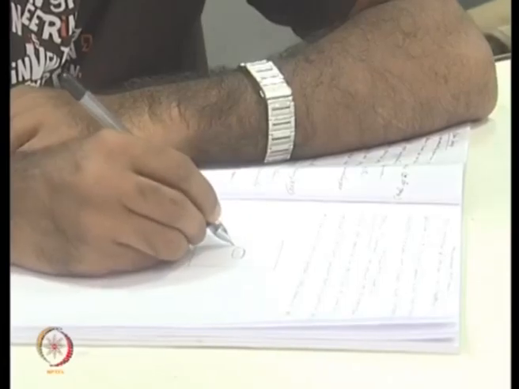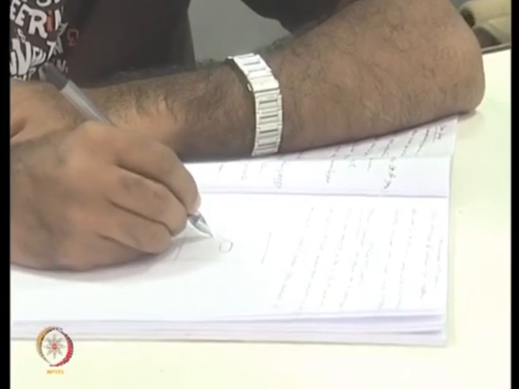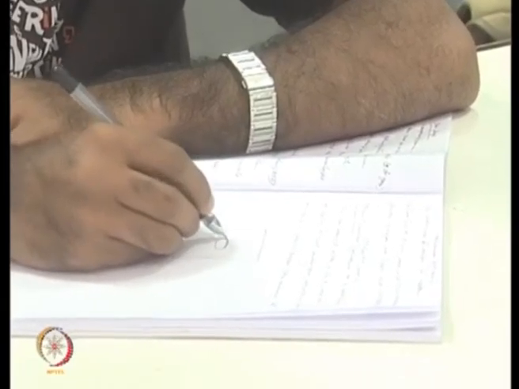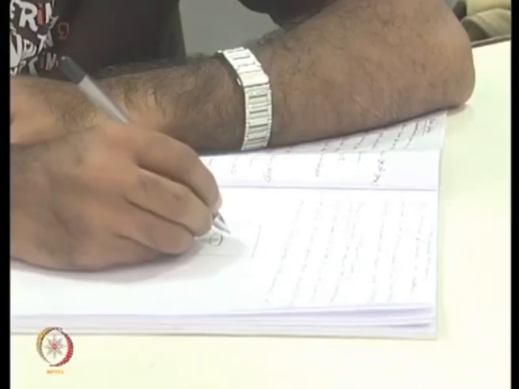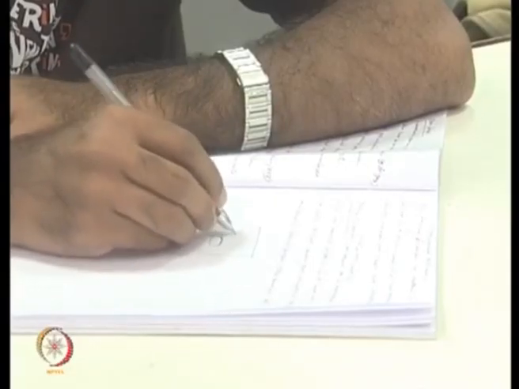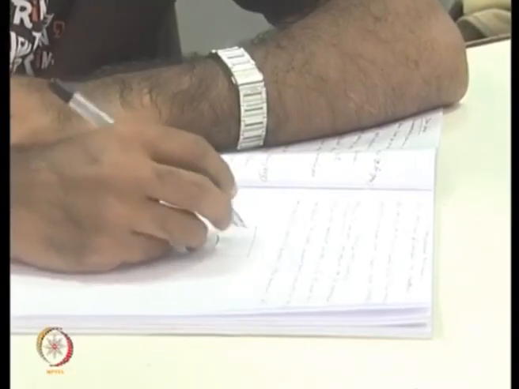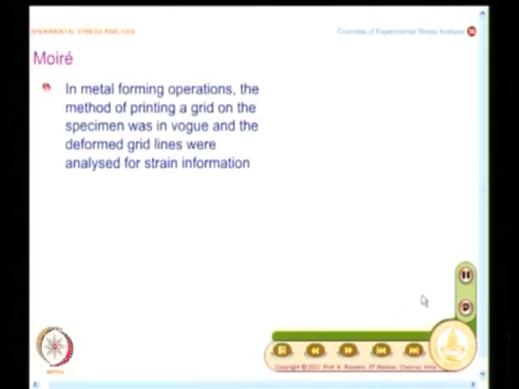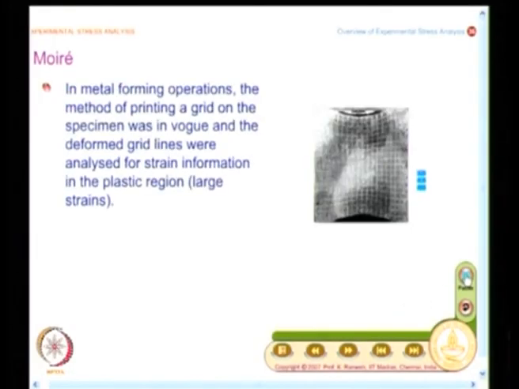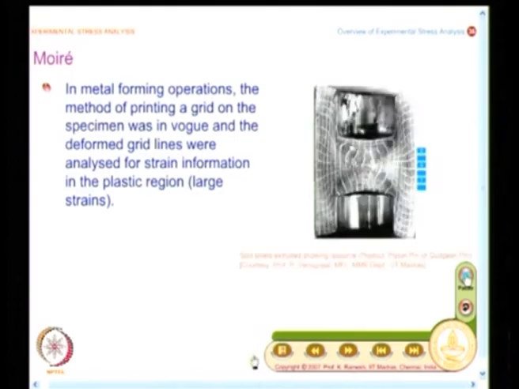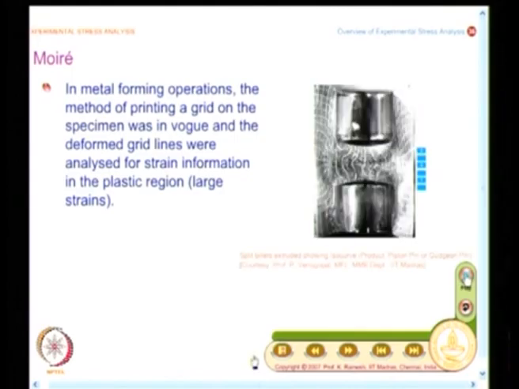So, now what we will do is we will move on to the next experimental technique. We have already seen that Moiré is what we have used for finding out the displacement information, and we will see what Moiré is all about. And what I am interested to show here is Moiré has an effect of magnifying the displacements. That is the way I am going to look at it.